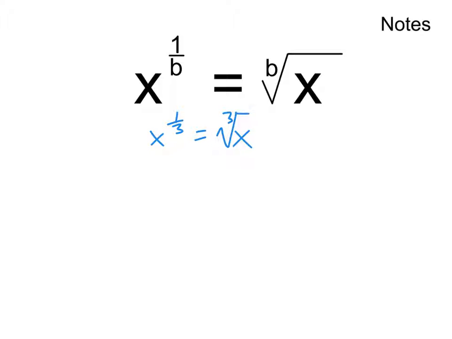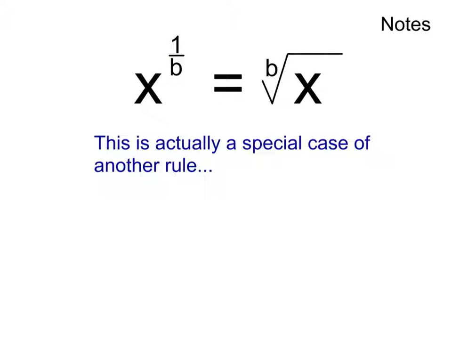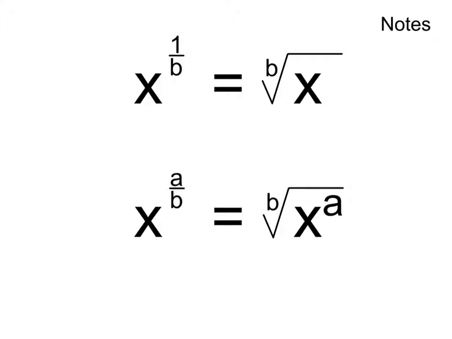But of course this rule only works if it's a 1 on top, right? So this is actually a special case of another rule. It's just a special case of this particular rule. It's just the case where a is 1. Both are probably worth writing down to your notes, but really this is the one that represents them both.